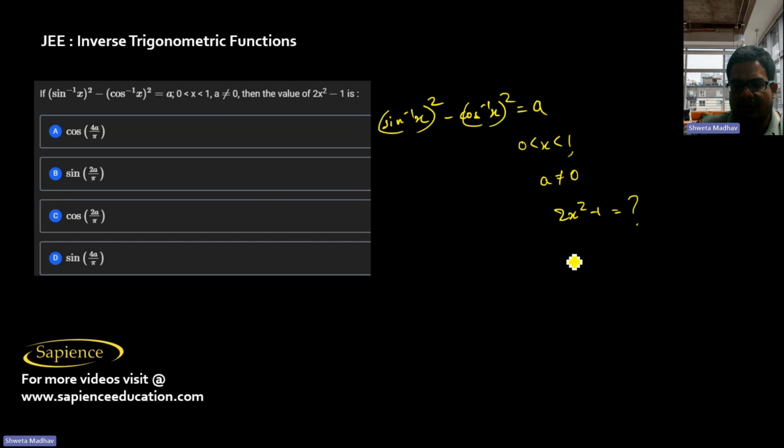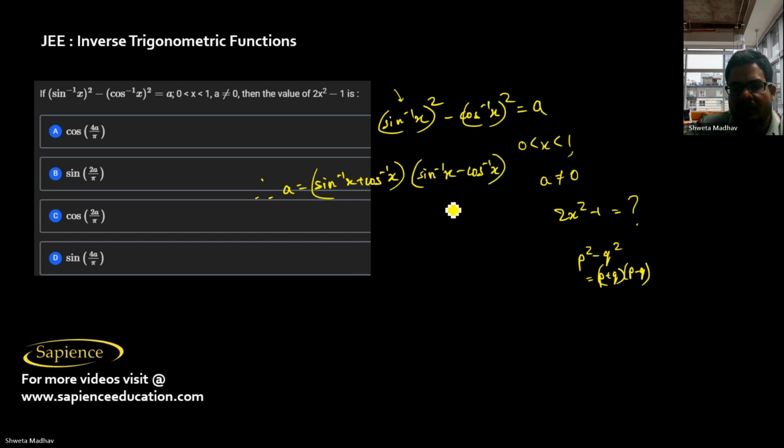Now we know that p square minus q square is equal to p plus q into p minus q. So let's say this is p, this is q. Therefore, we can say that a is equal to sine inverse of x plus cos inverse of x, into sine inverse of x minus cos inverse of x. Now sine inverse of x plus cos inverse of x will be equal to pi by 2 if x goes from minus 1 to 1. So here x is going from 0 to 1, so obviously this will be equal to pi by 2.